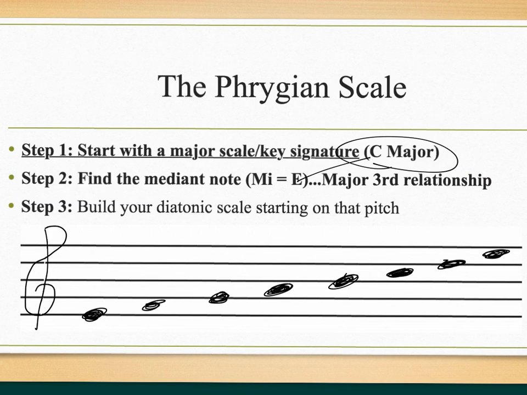And now, as you can see, we have a half step between 1 and 2, and we have a half step between 5 and 6. Here's the Phrygian scale. We could sing Mi to Mi. Mi, fa, sol, la, ti, do, re, mi, re, do, ti, la, sol, fa, mi. And that is the Phrygian scale.